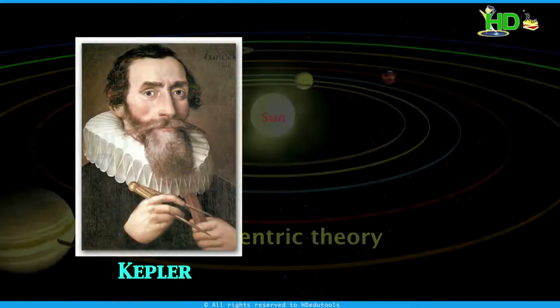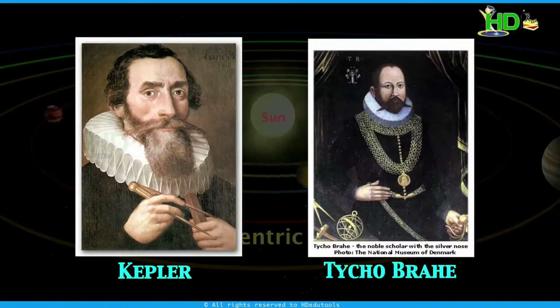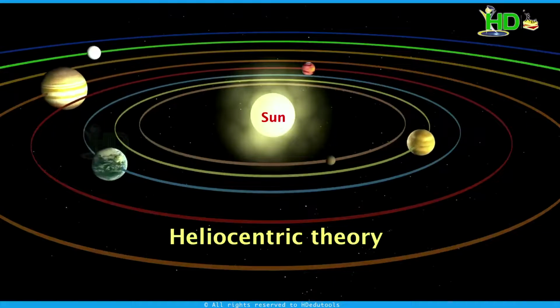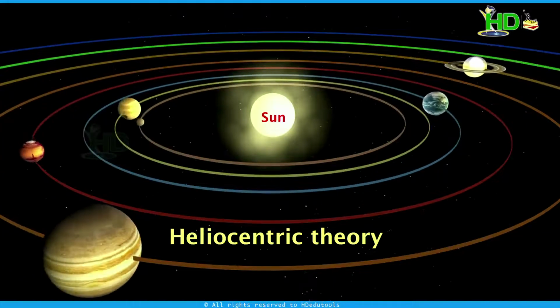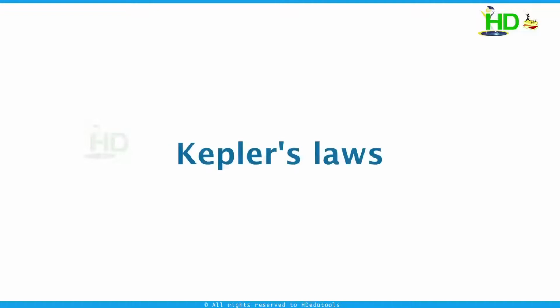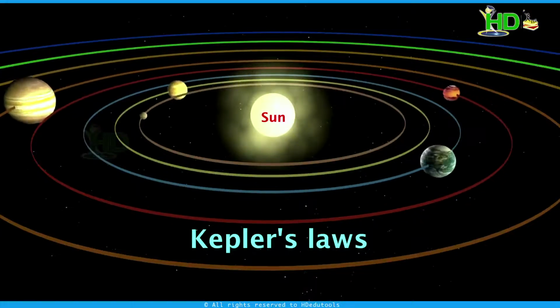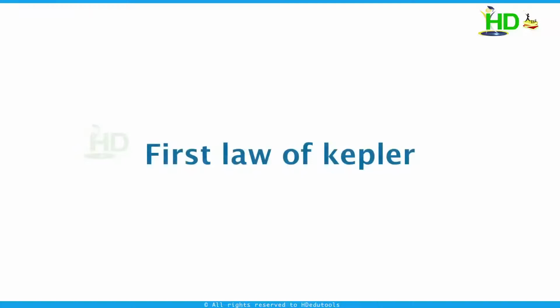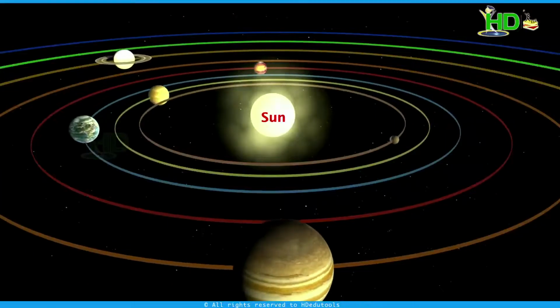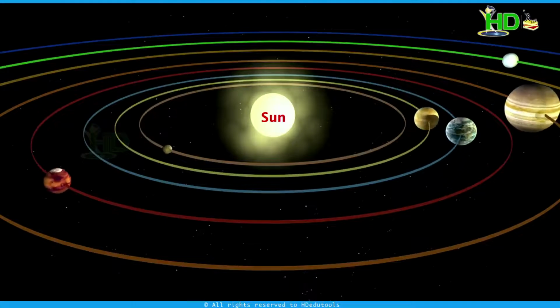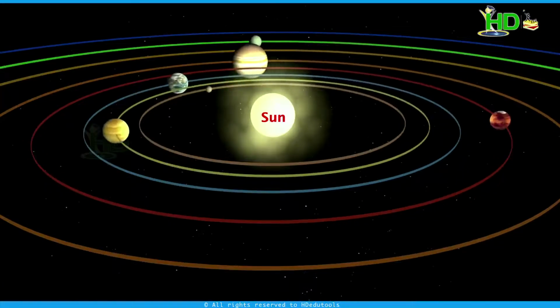And then Kepler, an assistant of Tycho Brahe, analyzed the observations of Brahe and supported the heliocentric theory, and put forward the results in the form of laws called Kepler's laws. At present, all physicists follow these laws related to planetary motion. The first law of Kepler is also known as the law of orbits. The first law states that all planets revolve around the Sun in an elliptical orbit of different radii, with the Sun at one of their foci points.